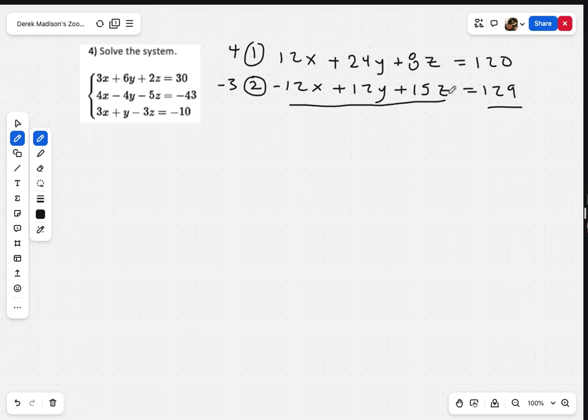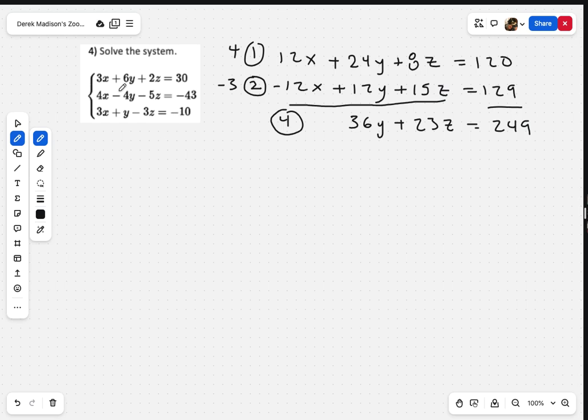And then we'll add those together. X's drop out as planned. That would be 36y plus 23z equals 249. And that is equation 4.